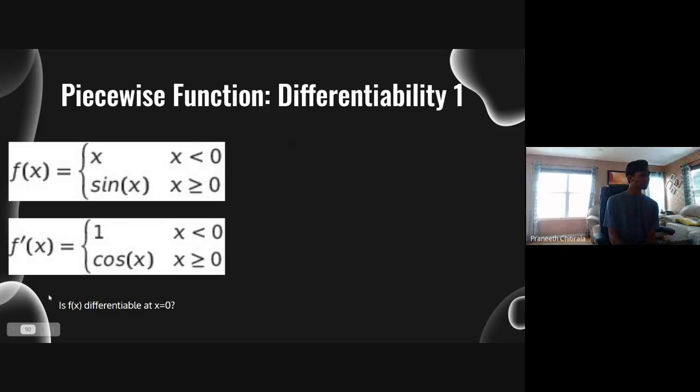So going back to this question, is f of x differentiable at x equals 0? We'll see here that we're only concerned about f prime of x, not f of x. So let's just find out what it means if something is continuous.